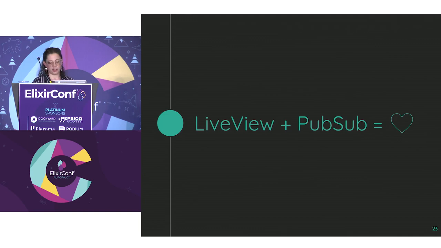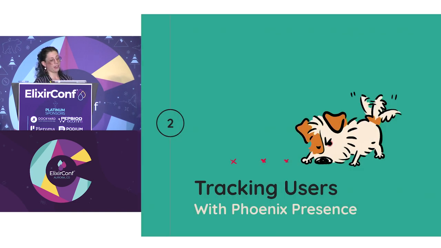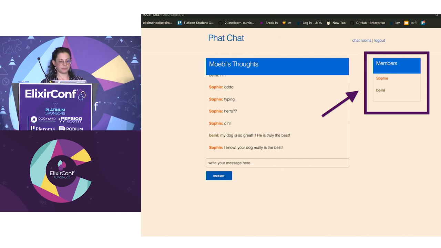So this brings us to our next feature. Now that our LiveView is smart enough to broadcast messages to all of the users in the chat room, let's build a feature that tracks those users. So let's say that we want our chat room template to render a list of users who are present, something like this. We have a couple of options here.